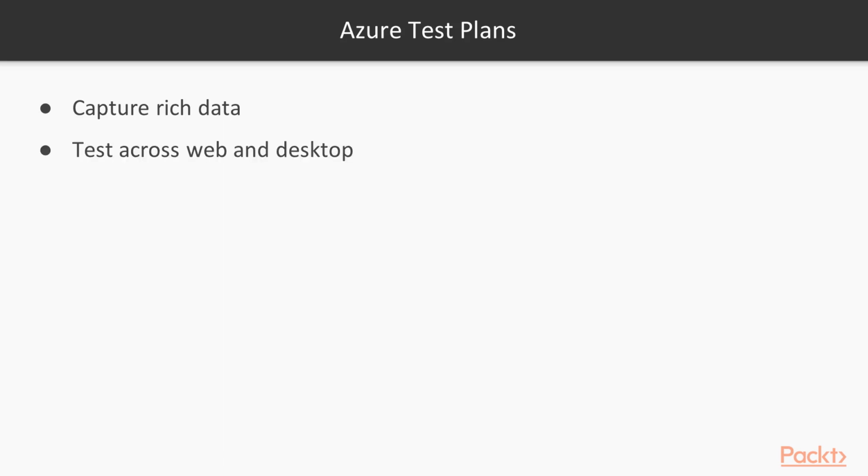You can test across web and desktop. The plans can test your application by executing tests across both desktop or web apps. You get end-to-end traceability. So this takes advantage of the end-to-end traceability and quality for your stories and features.